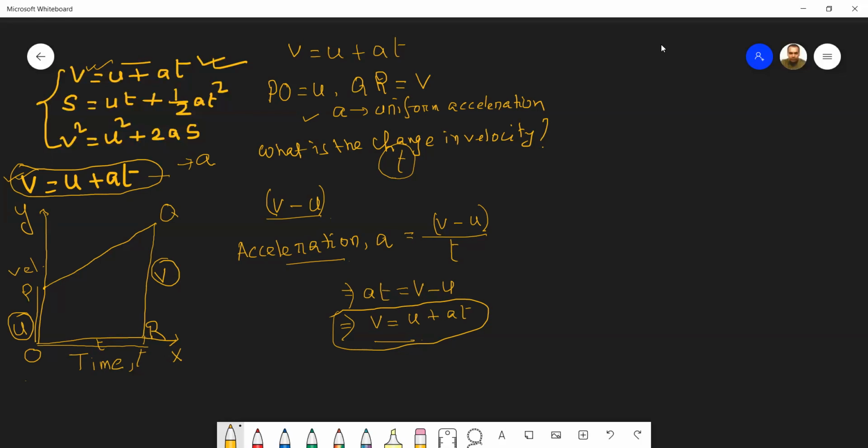How can you calculate acceleration? Simply recall the definition of acceleration: A is equal to v minus u divided by t. So AT is equal to v minus u, or simply v is equal to u plus AT. That is how we can derive the first equation of motion. I hope you understood this graphical derivation of the equation of motion. The other two equations of motion we will discuss in separate videos.